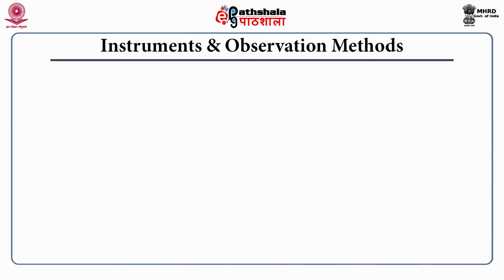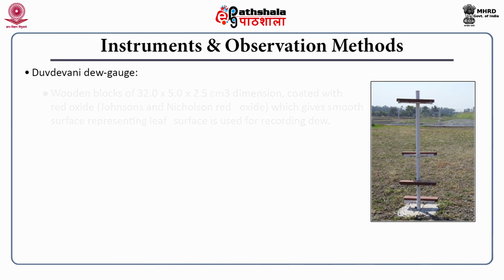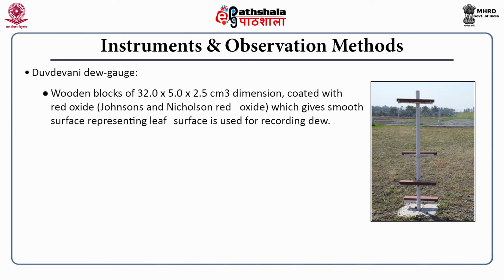Our next equipment is the Dines-Duvdevani dew gauge. It uses wooden blocks of 32 by 5 by 2.5 centimeter dimension, which are coated with red oxide. The chemical is Johnson and Nicholson red oxide. This coating is done to give it a smooth surface, so that it can represent the leaf surface.